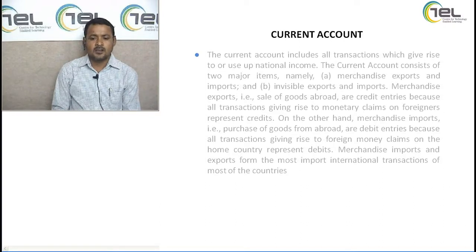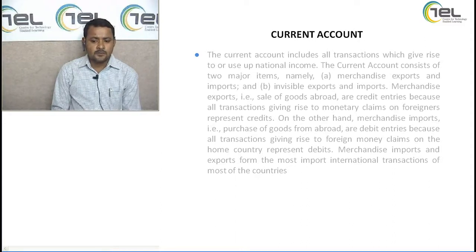The current account includes all the transactions which give rise to national income. The current account consists of two major terms: merchandise exports and invisible items. Merchandise exports and imports take the form of visible goods. Invisible exports and imports are about services.